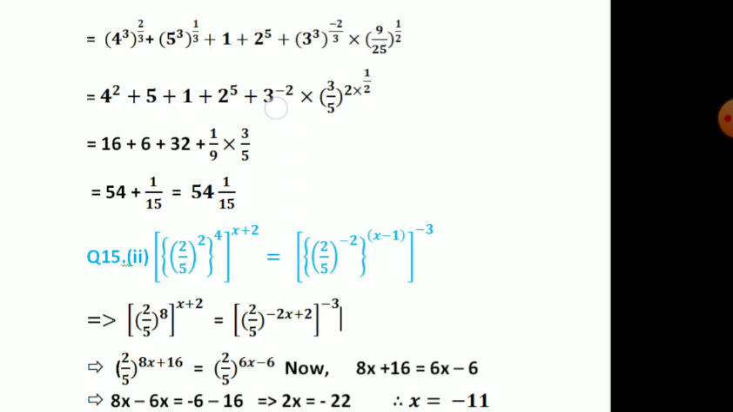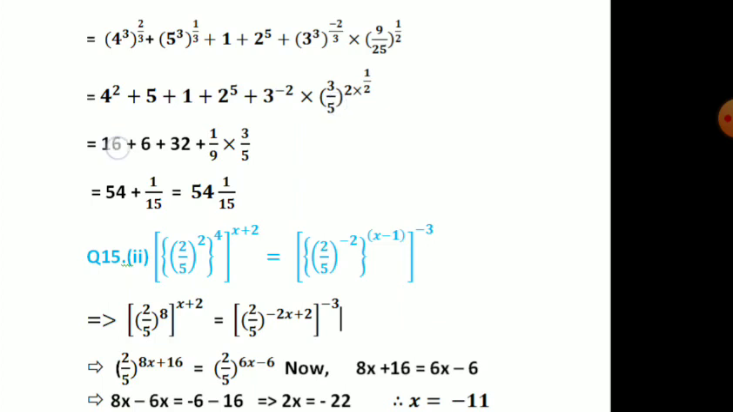Plus 3 to the power 3 into minus 2 by 3. Again 3 and 3 will get cancelled. So what is remaining is 3 to the power minus 2 into 9 by 25, which can be written as 3 by 5 whole square into 1 by 2. So again 2 and 2 will get cancelled. So what will we have? Only 3 by 5.